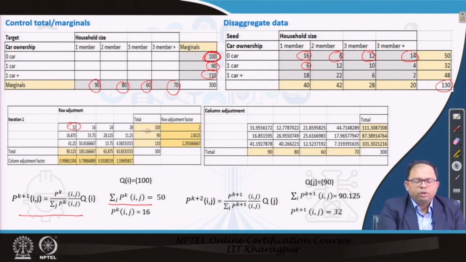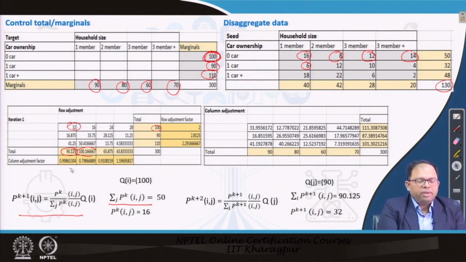We have to do it for each row one by one, and when we do that, we see that the totals become the same as the marginals, but on the other side they are not the same. So, there is some discrepancy. We can see that this 90.125 is not the same as 90, 100 is not the same as 80, and so onwards. So, in the next step, we need to modify the totals for the columns.